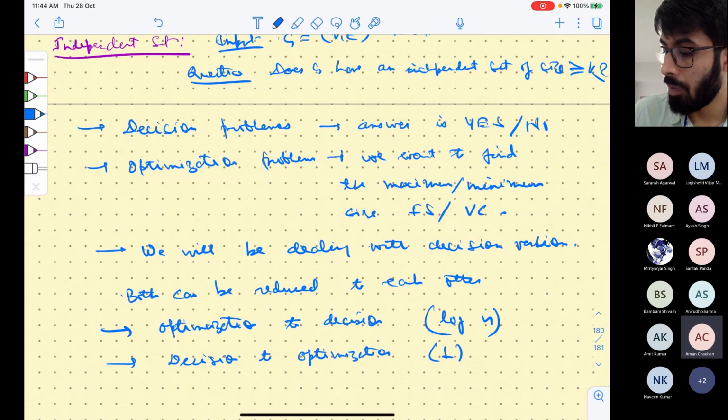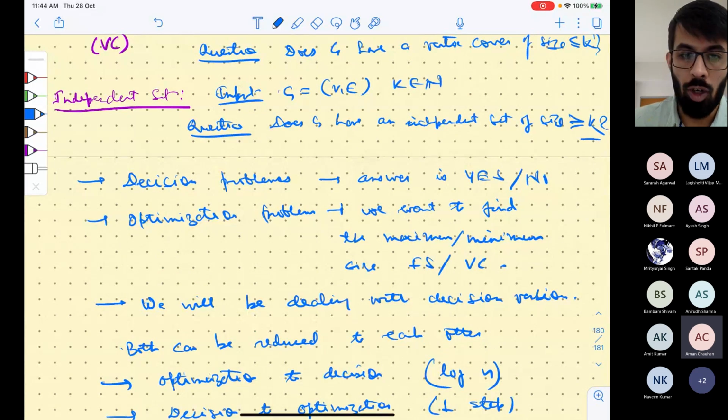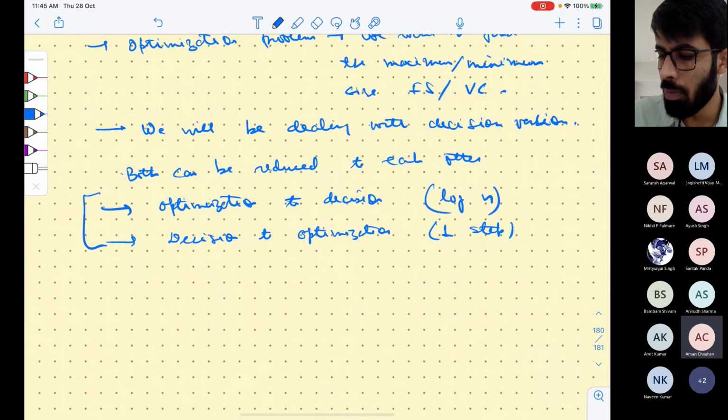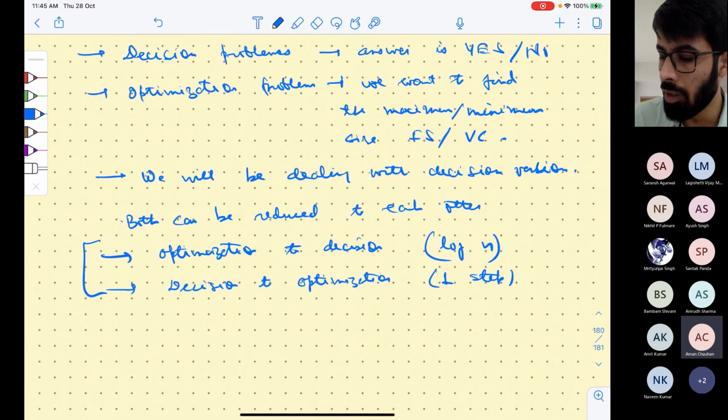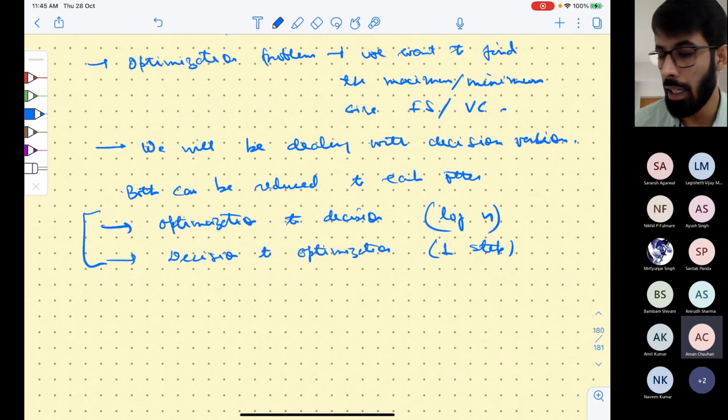One step. You just ask the optimization version, get the answer, and then see whether whatever you got is greater than k or not, and so on. So these are related. So this was just to say that we'll be just dealing with the decision problems in this part of the course. And they don't make much of a difference in the complexity of a problem. Good.